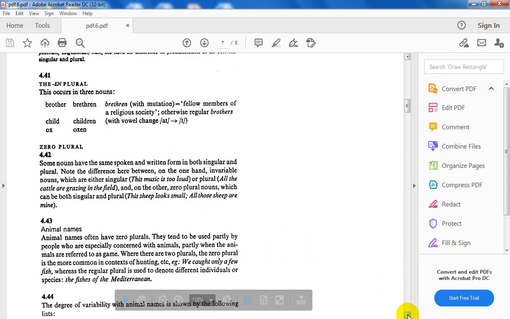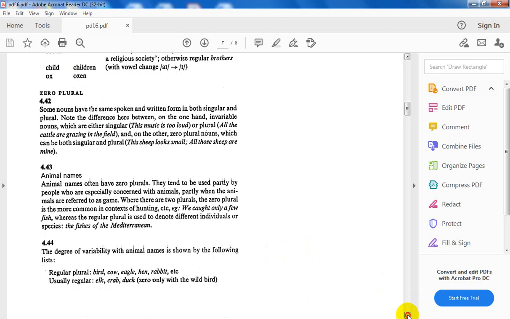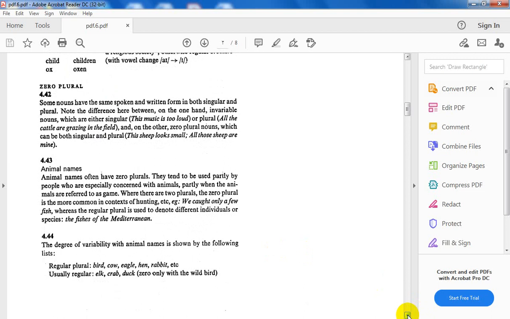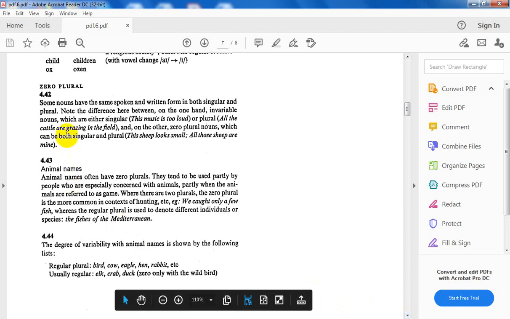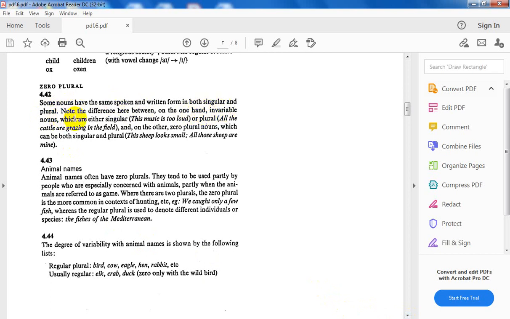I have the fourth one, zero plural, in which the same form can be used in the singular and plural, according to the context. Please pay more attention to this. Some nouns have the same spoken and written form in both singular and plural. Note the difference here between, on the one hand, invariable nouns, which are either singular invariable, like this music is too loud. This music is an uncountable abstract noun. Again, it is invariable, in which there is no change, and it is singular.